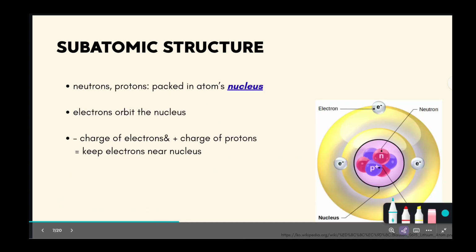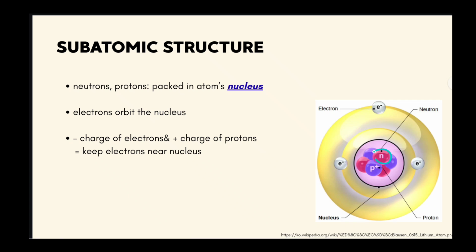Neutrons and protons are packed in the atom's nucleus like this. Here's a neutron and here's a proton. This is the nucleus. Therefore, we can see that protons and neutrons are inside the big nucleus. Electrons orbit around the nucleus like this. The negative charge of electrons and positive charge of protons keep electrons near the nucleus.